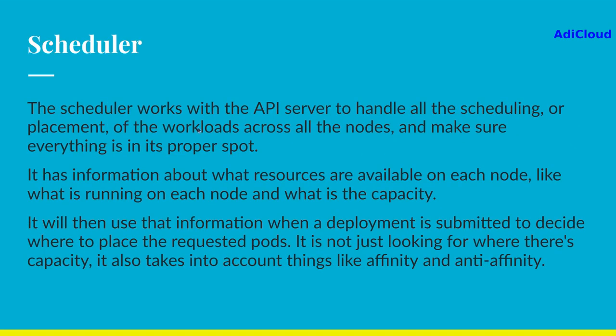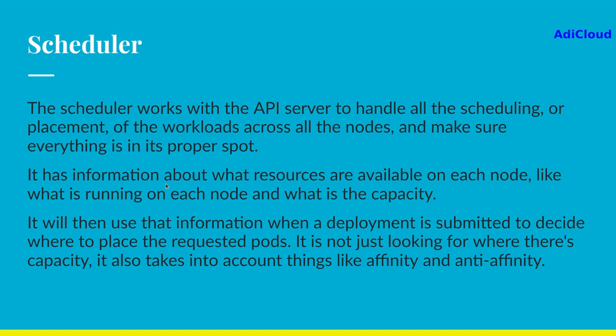Then we have the scheduler. The scheduler works with the API server to handle all the scheduling or placement of workload across all the nodes and make sure everything is in its proper spot. What the scheduler will do: there is a difference between the current state and the desired state. So the scheduler will look into the worker nodes where the pods are deployed, and it will find a place where to deploy a new pod. So this is what the scheduler does.